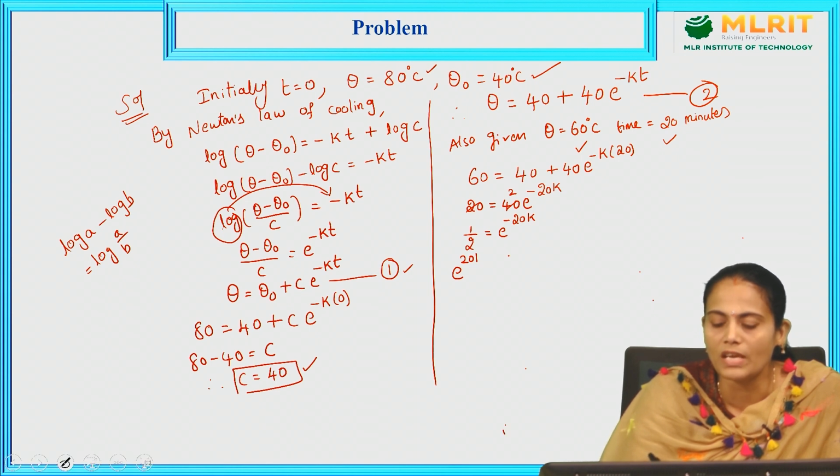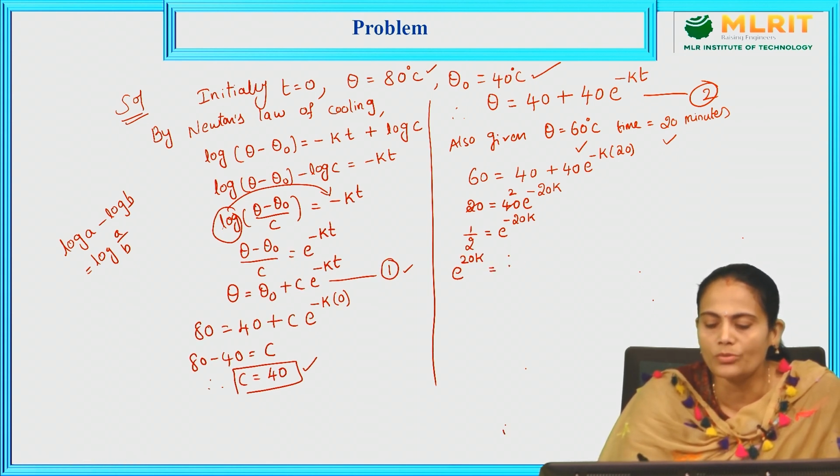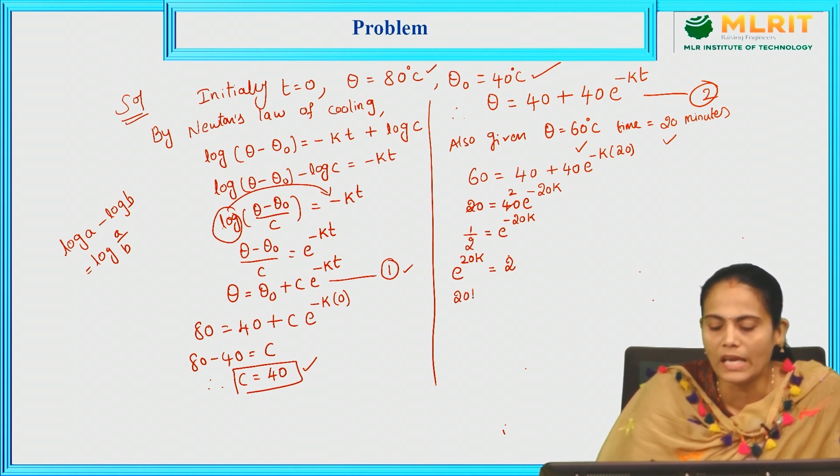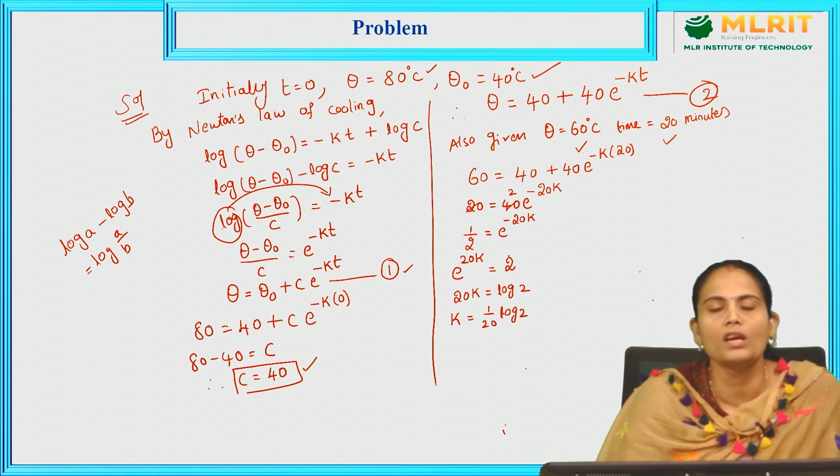That means we are taking the reciprocal of this, right? E power 20k value is 2. Then bring this exponential to the right side, so that the exponential turns to the logarithm. 20k is equal to log 2. And now the value of k is equal to 1 by 20 into log 2. So this is the value of k.